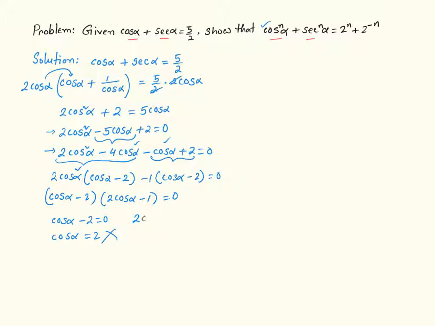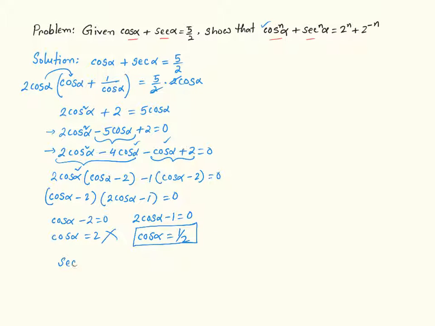Now the other one is 2 cosine of alpha minus 1 is equal to 0. If I solve for cosine alpha, it's going to give me cosine alpha is equal to 1/2. So this is the value that we are going to take. Cosine alpha is equal to 1/2. Now if we know cosine alpha, we can find secant alpha.